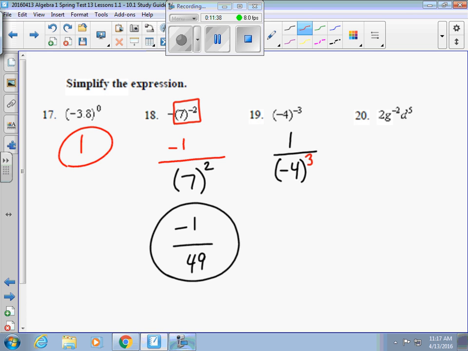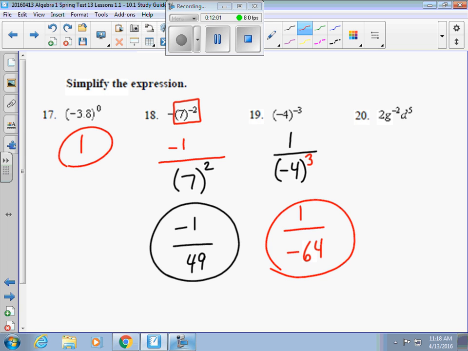This is an odd numbered exponent for a negative number. Therefore, at the end, it's going to be negative 1 over a negative value. 4 times 4 is 16. Times 4 a third time is 64. Negative 1 over 64. 2 times g to the negative 2 over d to the 5th.